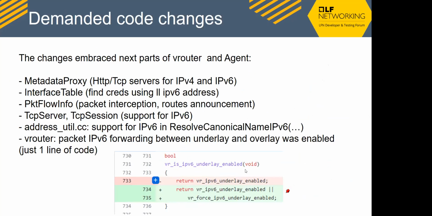Here is a full list of changes. Nowadays the vRouter doesn't allow passing IPv6 packets from underlay to overlay. So it is necessary to enable this feature, and this is implemented using just one line of source code, so it doesn't affect the overall behavior.